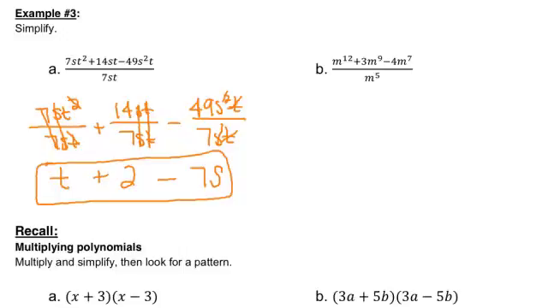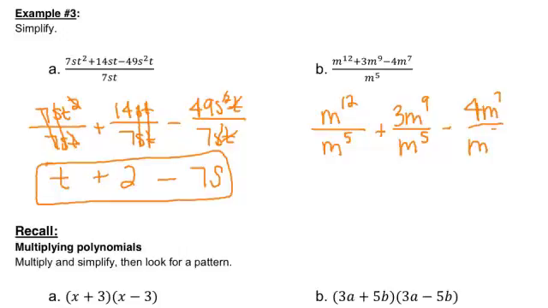For part B, we can do the same thing. So m to the 12th over m to the 5th plus 3m to the 9th over m to the 5th minus 4m to the 7th over m to the 5th. M to the 12th over m to the 5th. Remember, we can subtract the exponents.